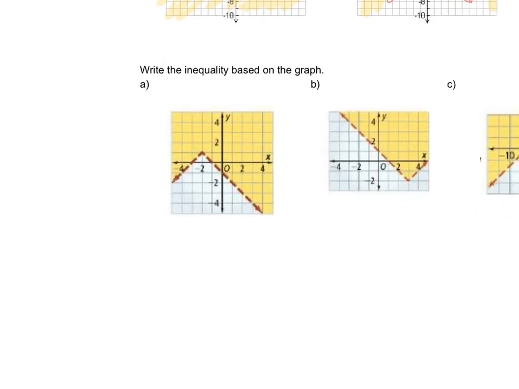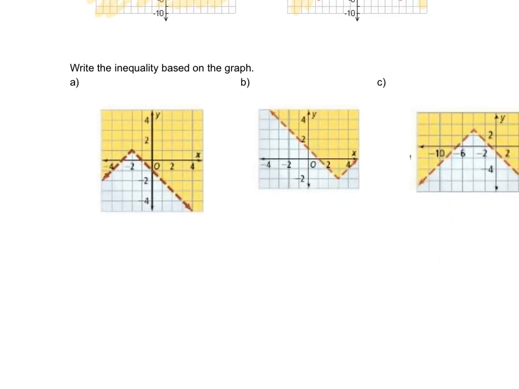All right, so now we're almost done. Write the inequality based on the graph. So this graph, let's just start with it. Before we put the symbol in, well, we can go ahead and put the symbol in. It'll be y, so y is, if you're shading above and it's a dashed line, it's going to be greater than. All right, now let's leave some space in case we need it.